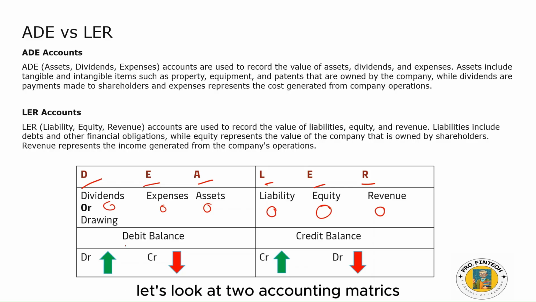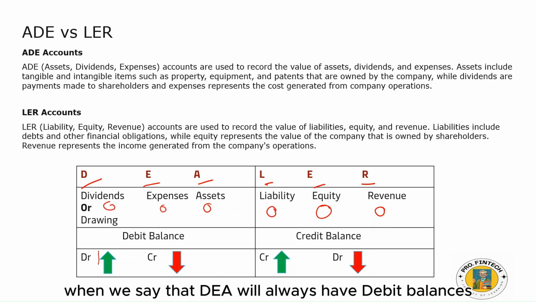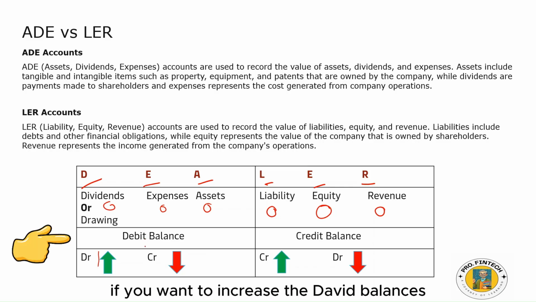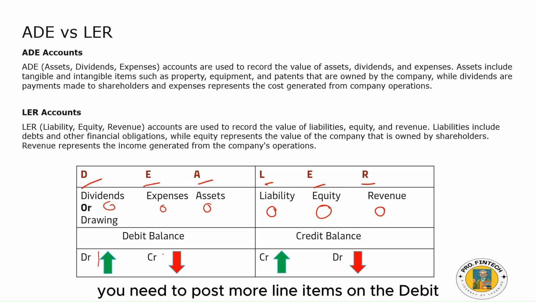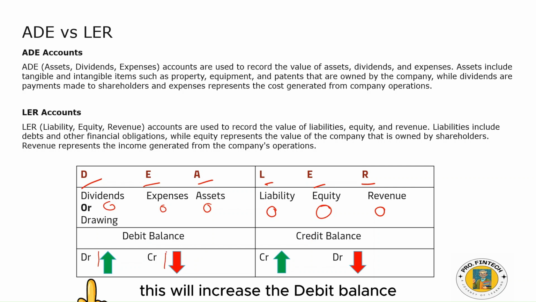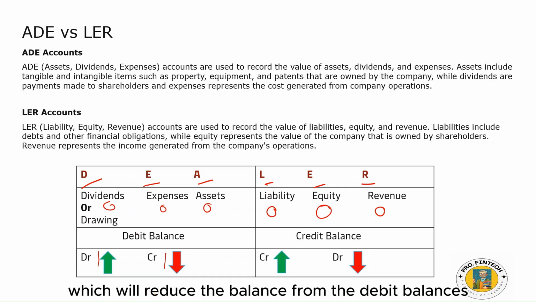This helps us to understand debits and credits. When we say that DEA will always have debit balances, if you want to increase the debit balance, you need to post more line items on the debit side. This will increase the debit balance. If you want to reduce the debit balance, you need to post entries to the credit side of the same account, which will reduce the balance from the debit balance.